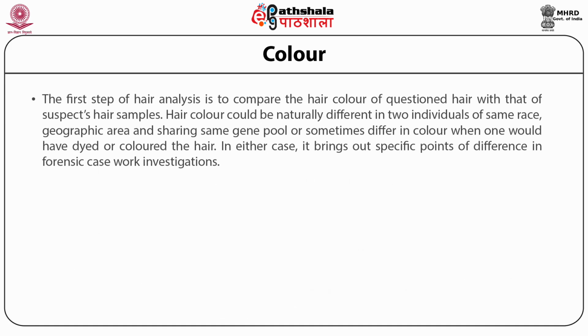Color. The first step of hair analysis is to compare the hair color of questioned hair with that of the suspect's hair samples. Hair color could be naturally different in two individuals of the same race, geographical area, and sharing the same gene pool, or sometimes differ in color when one has dyed or colored the hair. In either case, it brings out a specific point or difference in forensic casework investigation.